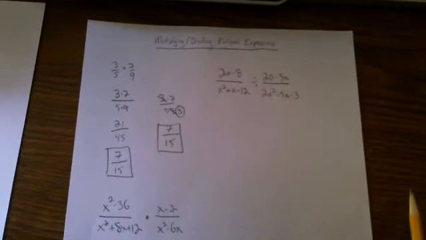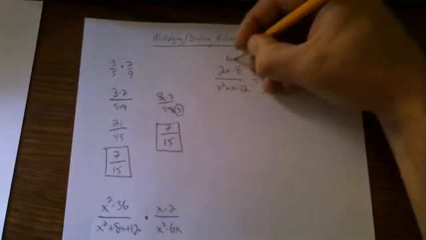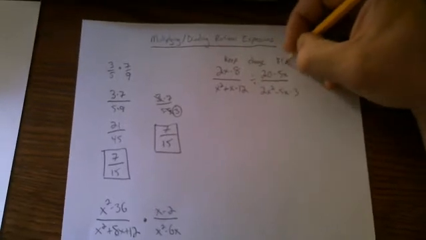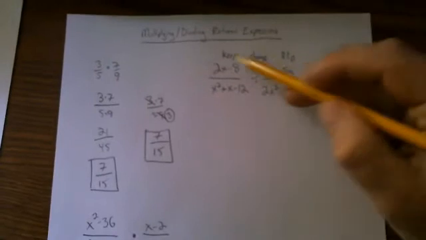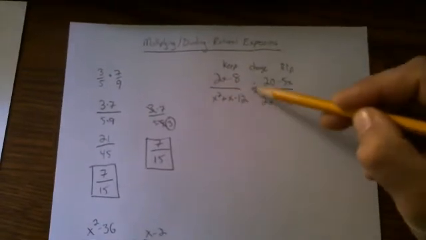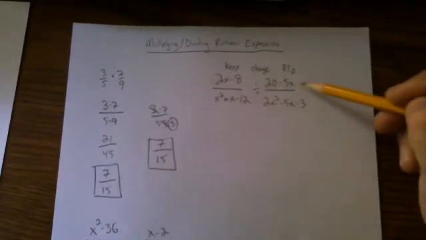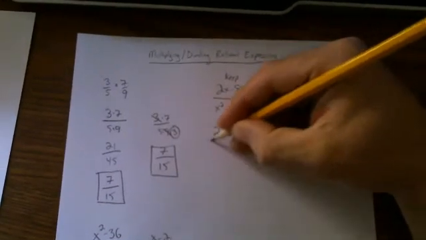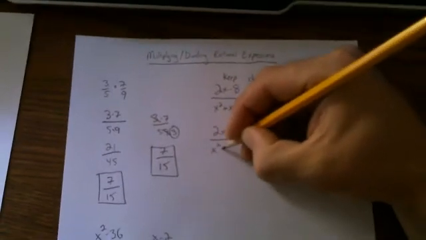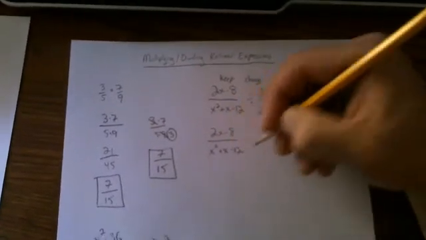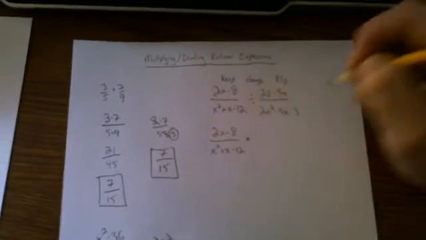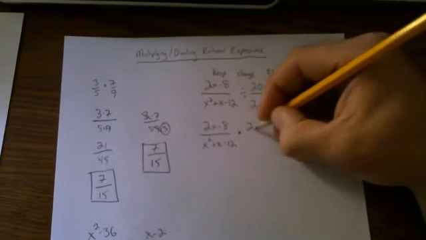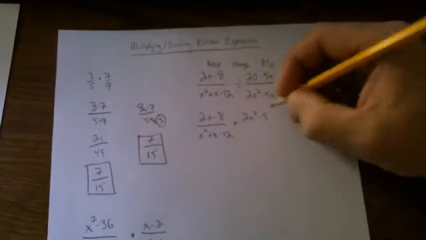a multiplying. And the way you do that, keep, change, and flip. Keep this fraction the same, change this to multiplication, and flip the second fraction. So let's just rewrite this before we begin factoring. And in the future, you'll probably be able to factor this and flip within the same step, but I would encourage you to leave it alone while you change it to a multiplication question. For now.